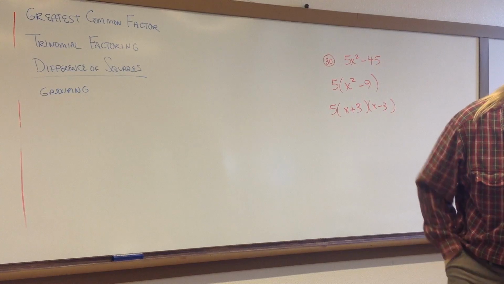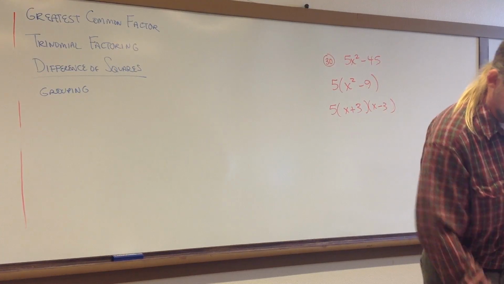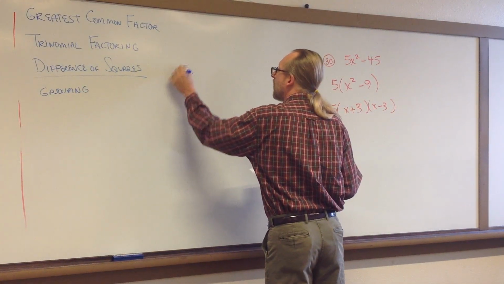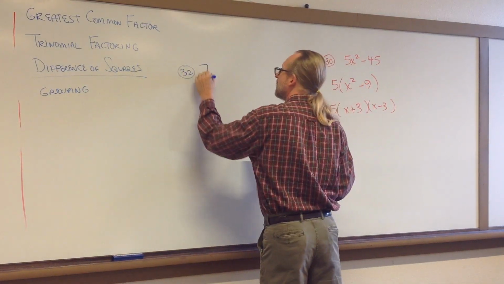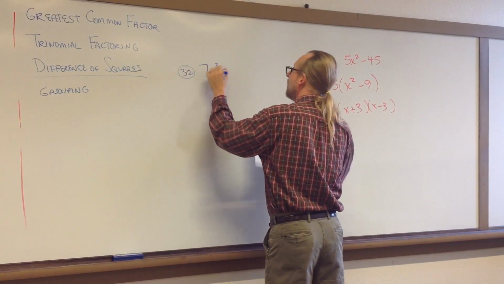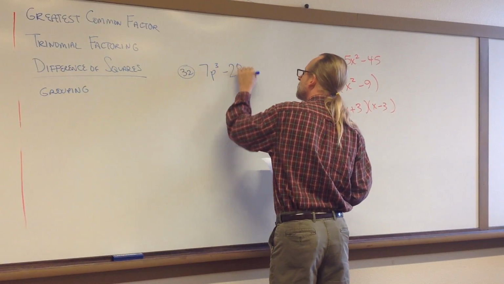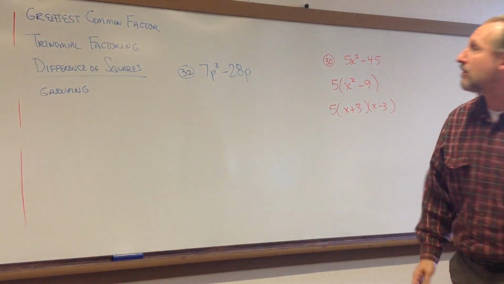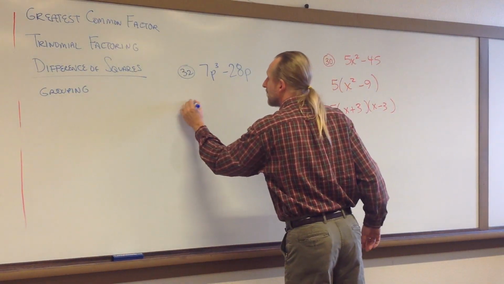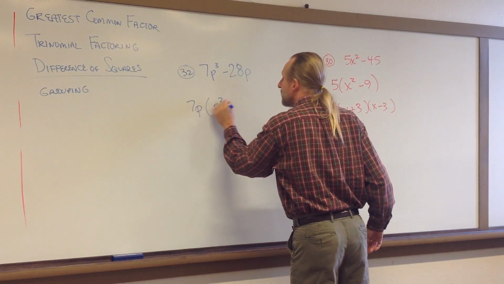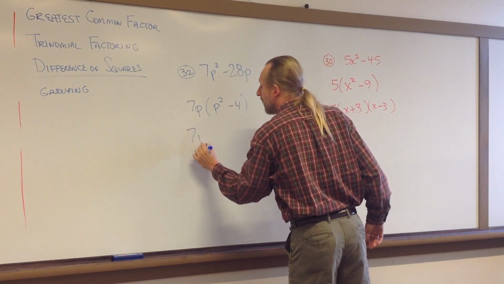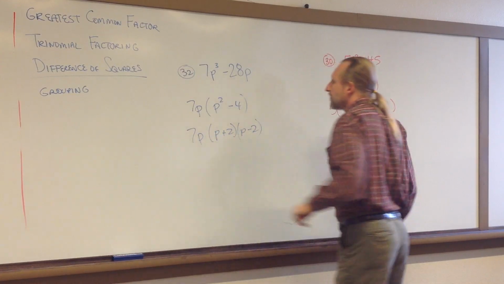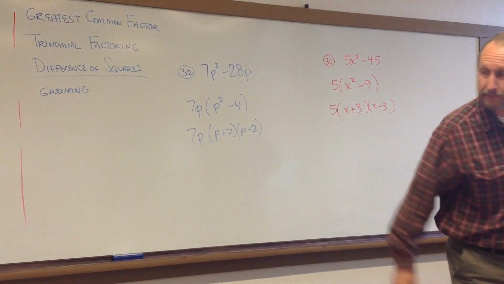Okay. Problem 32 looks similar to that. Let's see what that one looks like. 7p to the third minus 28p. So here we've got a common factor of 7, and the p as well can get factored out. So that'll leave us with p squared minus 4. Again, a difference of squares. That'll factor as p plus 2 times p minus 2.